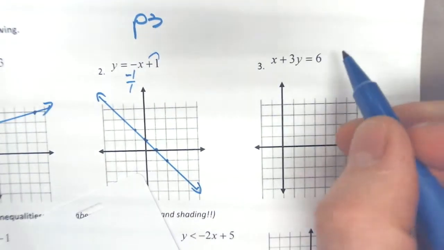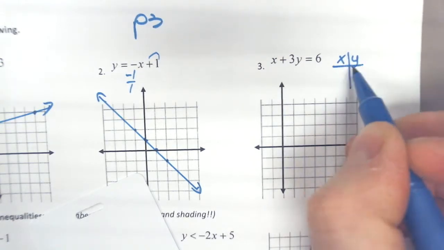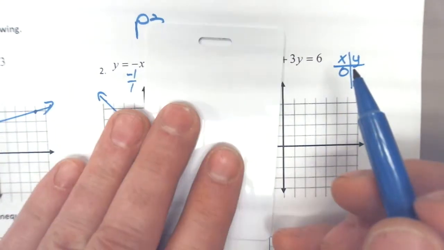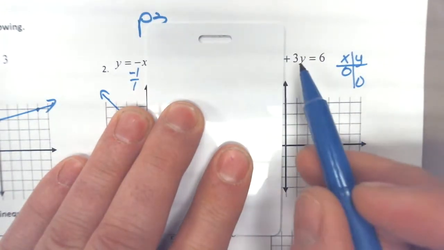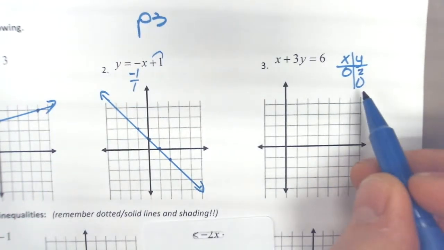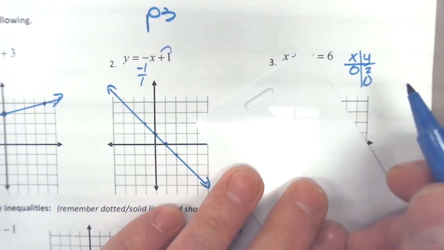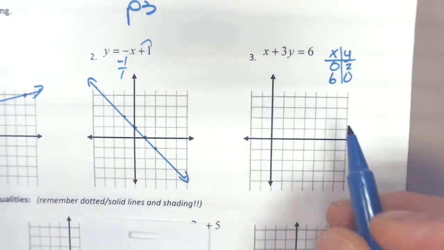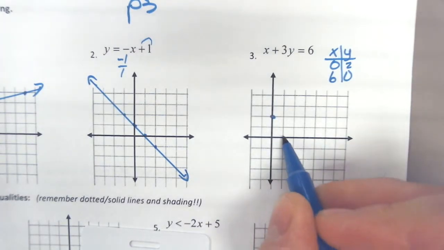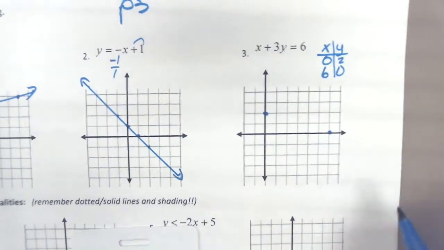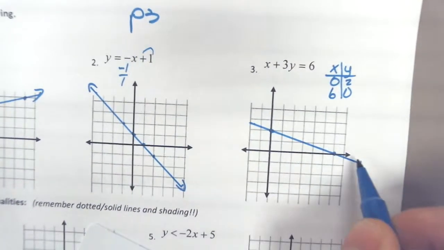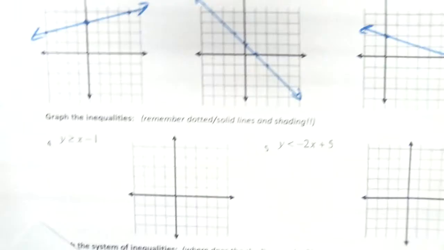Number 3 is in standard form, so I'm going to make my little table with my x and y intercepts. If x is equal to 0, I get 3y equals 6, divide by 3, divide by 3, I get y equals 2. And if my y is equal to 0, I get x equals 6. Graphing those 2 points, I get (0, 2) is right there, (6, 0), 1, 2, 3, 4, 5, 6, 0. And then we play dot to dot. And there's the graph for number 3.